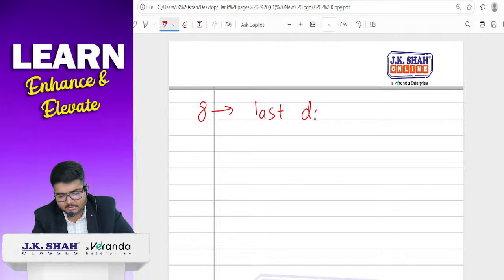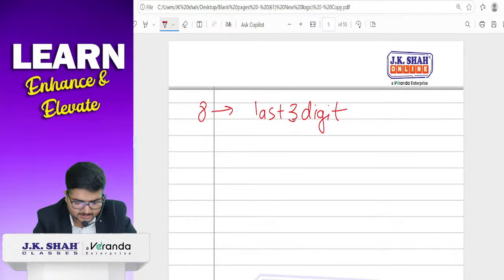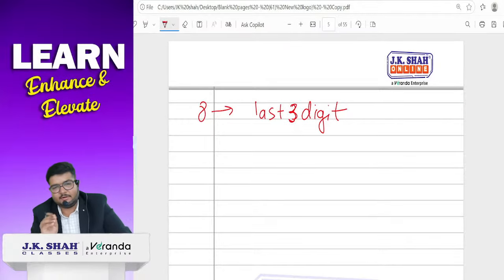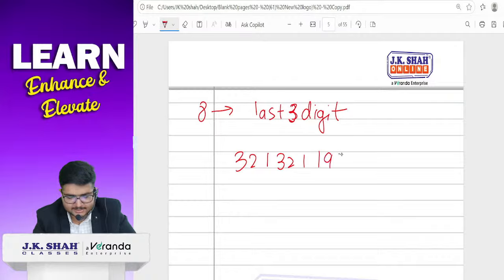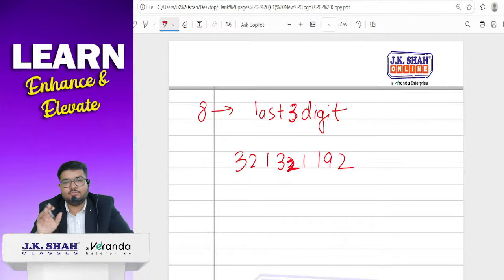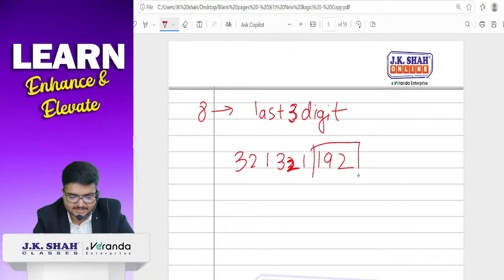So you have to check last 3 digits. I'm very sorry for my handwriting, but you have to check last 3 digits. For example, 321321192. Sir, this is a very large number. You don't have to worry about the size of the number. You just have to worry about last 3 digits. Please check last 3 digits.